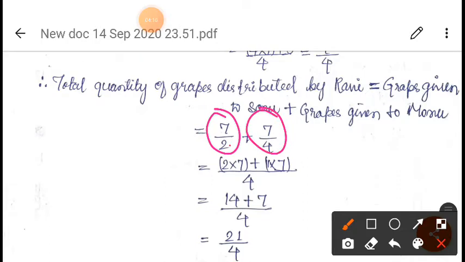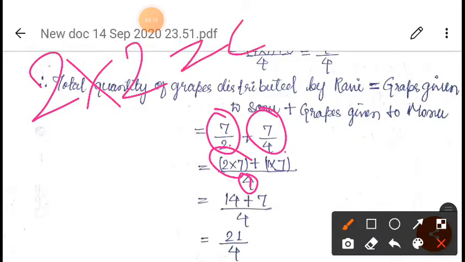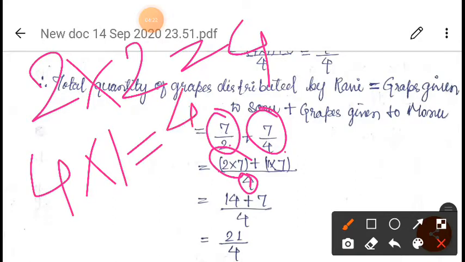Since for 4 and 2, when you find the LCM, it will be 4 only. As you can see, 2 into 2 is 4, right? And 4 into 1 is 4, right? So we will multiply this 2 with the 7, and we will multiply this one with this 7, right?